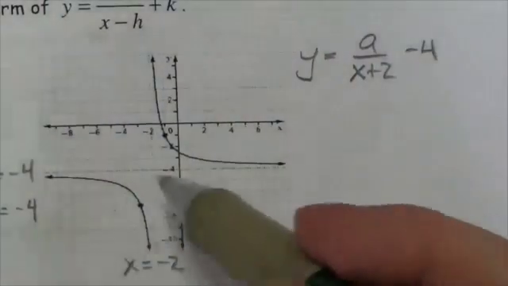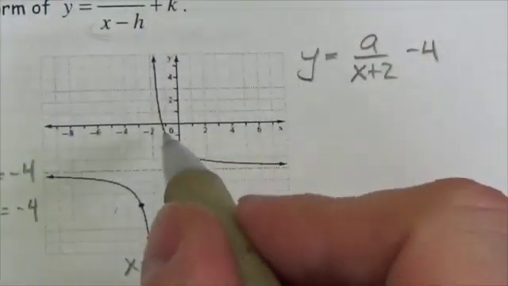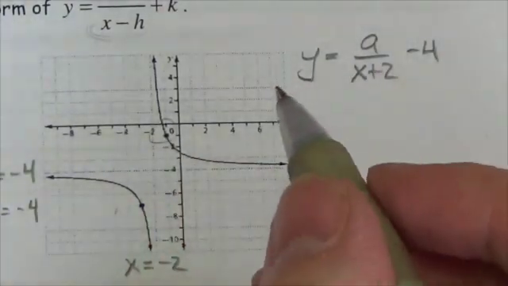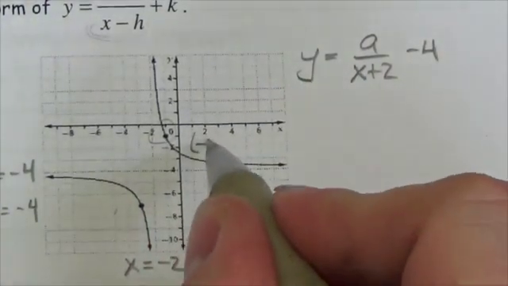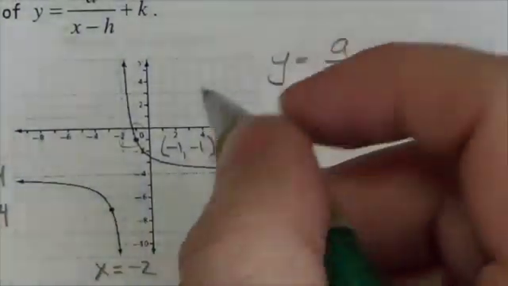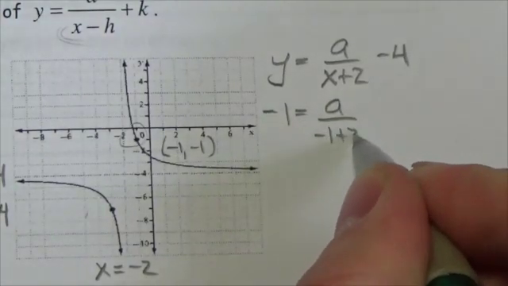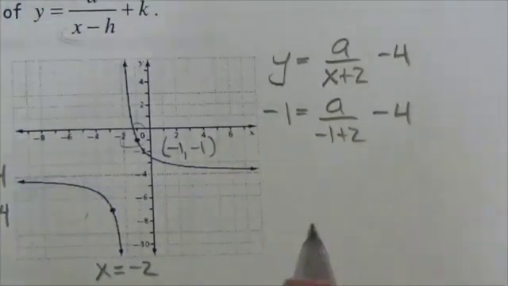Now I'm going to pick one of the 2 points that they've highlighted here, but again, I'm super lazy, so I'm going to use the one with the smallest coordinates here. And this point right here looks to be negative 1 comma negative 1. Well, I like that. So I'm going to plug that in. So negative 1 for y, a over negative 1 plus 2 minus 4.